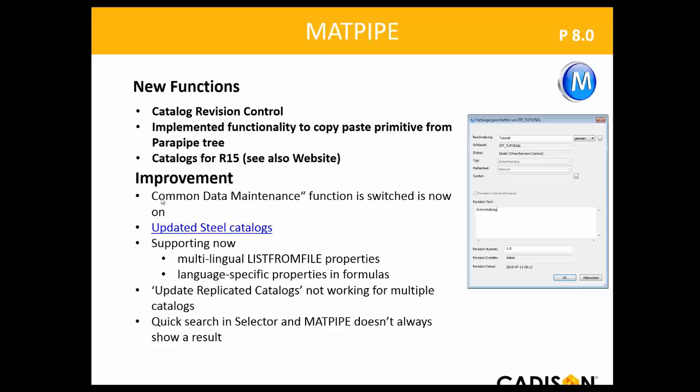One of the other improvements is that the common data maintenance function is now switched on. Before it was not switched on, so you had to do it by hand. I hope that will also be workable in the final version. We also now support multilingual list from file properties and language-specific properties in formulas. We have an update from replicated catalogs, which was one of the issues in sharing catalogs, and we made it better. And of course we now have a quicker search function. That is also part of what we made in the improvements.